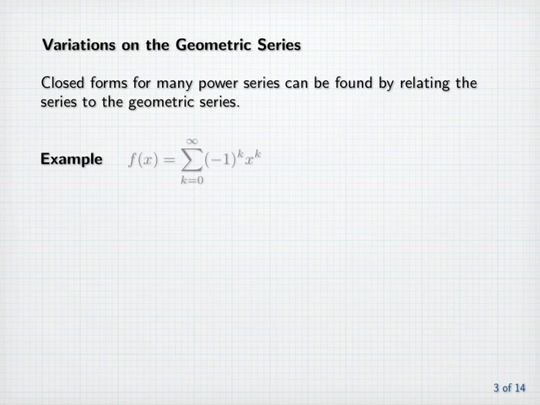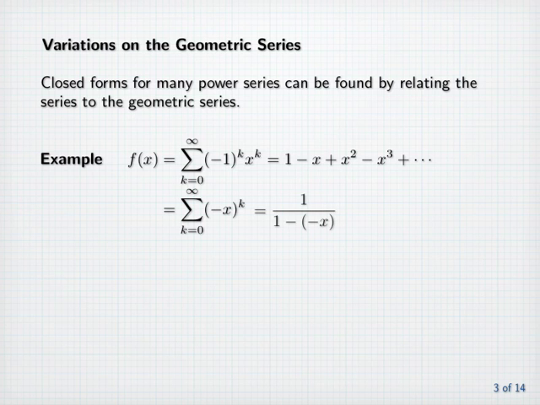For example, consider the function f of x defined by the sum from k equals 0 to infinity of (-1) to the k times x to the k, or 1 minus x plus x squared minus x cubed, and so on. This is nothing but the geometric series with x replaced with minus x. And so its closed form is 1 over 1 minus (minus x), or 1 over 1 plus x. And this will converge when the absolute value of minus x, which is the same as the absolute value of x, is less than 1. Another example.